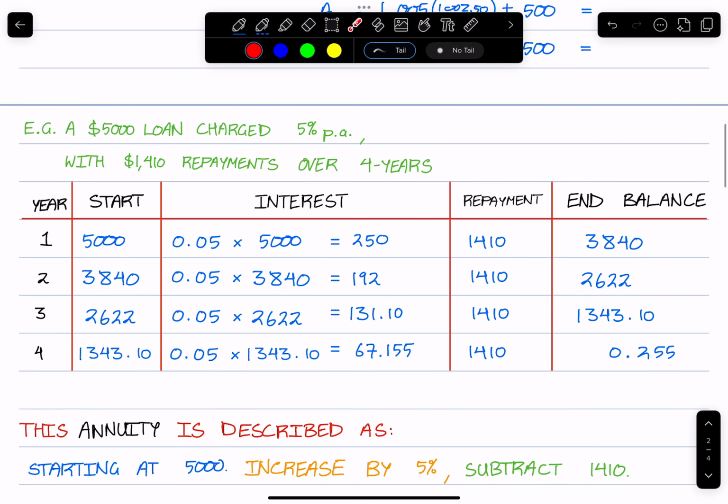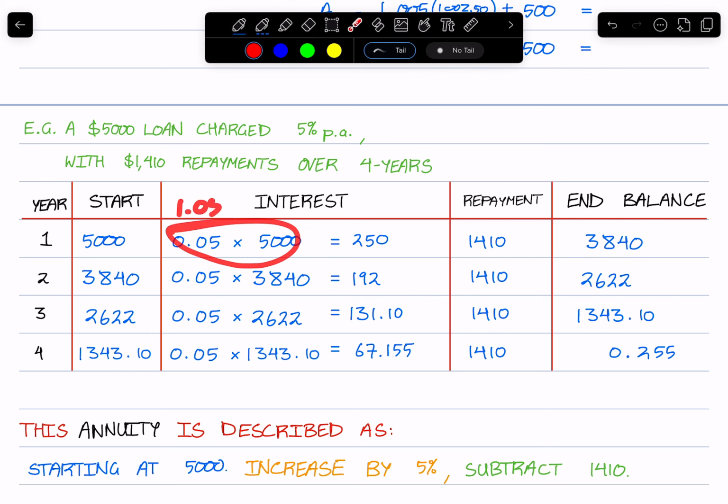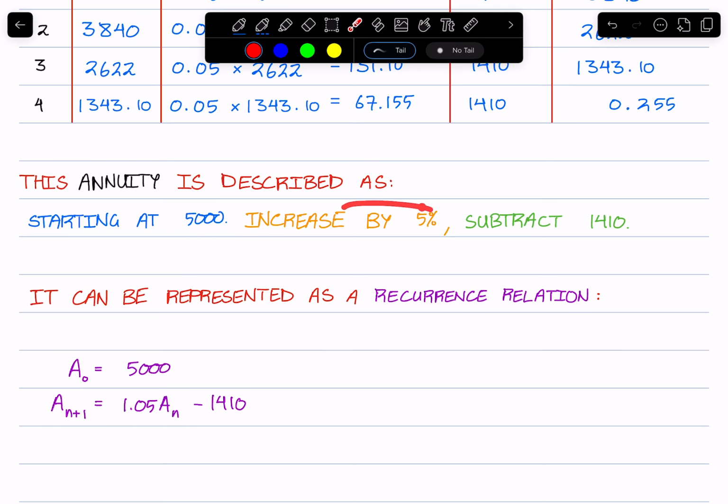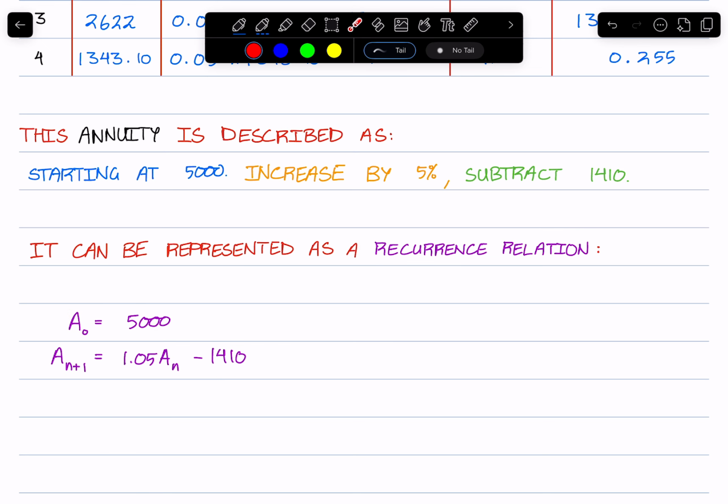Here's another example. In this case, we are looking at a loan instead. Because it is a loan, we're starting with $5,000. When we're charged 5%, remember we can just use 1.05 to find the increased amount. And since this is a repayment, instead of adding, we're going to be subtracting. We get this result, and once again this result goes back to the beginning and we keep repeating that calculation. So, describing this: starting at 5,000, increase by 5%, subtract this amount. And here we have the recurrence relation.